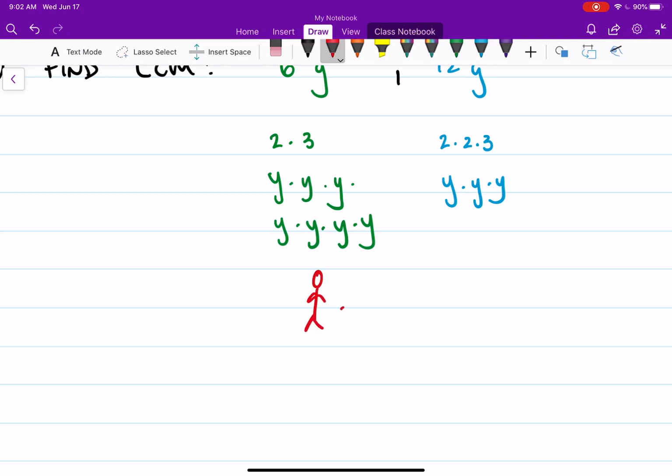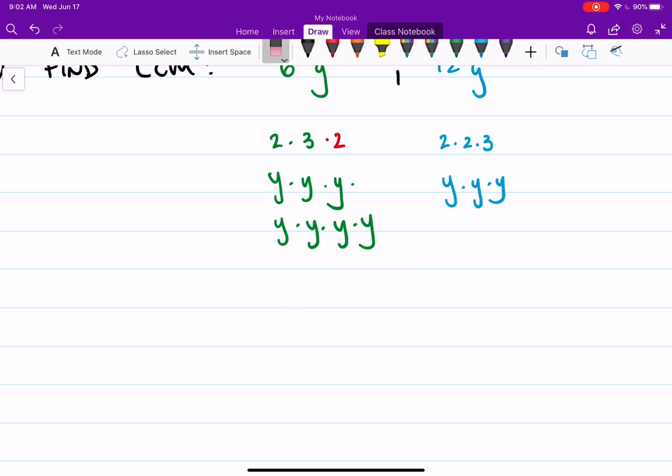So I'm here saying, what do they have that I don't have? Right? So look at the numbers. They have two twos and a 3. I have one 2 and a 3, so I need another 2. I have plenty of y, so I don't have to worry about that.